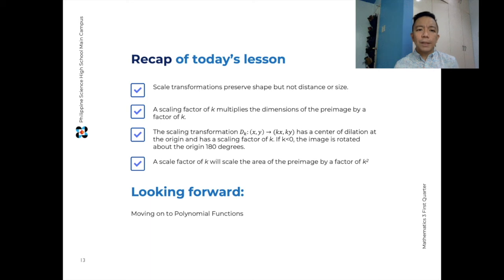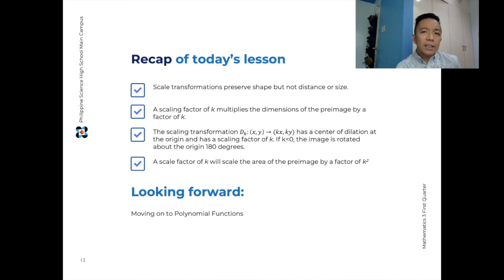To summarize what we discussed today: scale transformations preserve shape. But of course, they change the size of the image compared to the pre-image. So they don't preserve distance or size. When we say that we have a scaling factor of k, our dimensions are multiplied by k. So a 1 by 1 square becomes 2 by 2. A 2 by 3 rectangle becomes 4 by 6, if our scaling factor is 2.